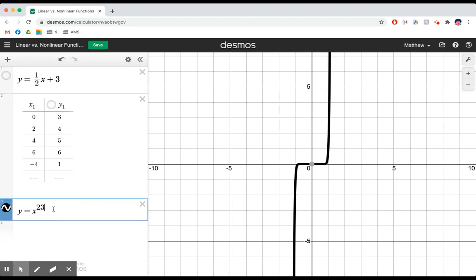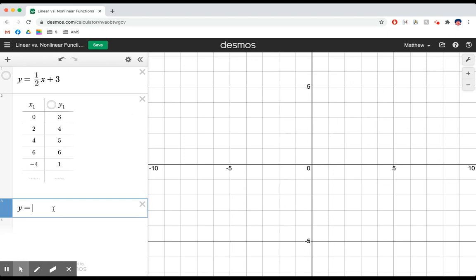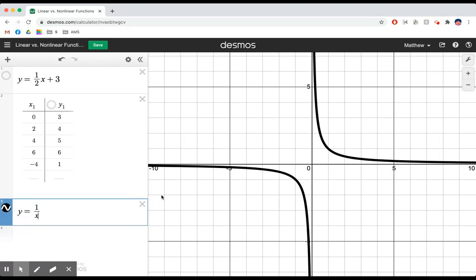And then you can even have power of 3. You can even have like 1 over x. So that's the easiest way to actually tell, right? Your equation doesn't have a power of 1, and the graph obviously is not a line, so that's how you can show it. Okay, I would say the hardest piece to identify if it's linear or nonlinear is the table.